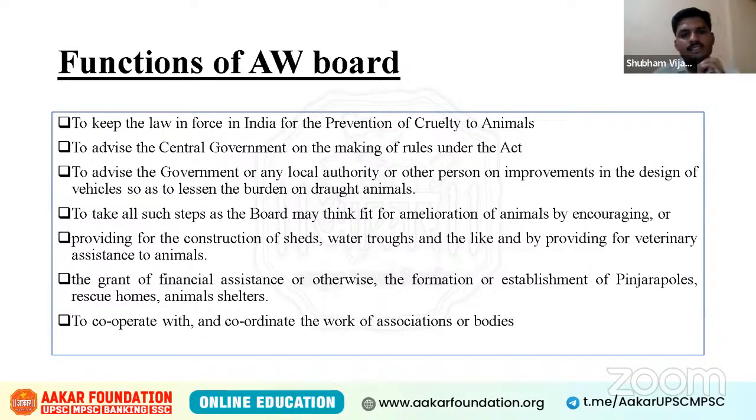Then providing financial assistance is also one of the important roles. For what? For the establishment of pinjarapoles, rescue homes or animal shelters.